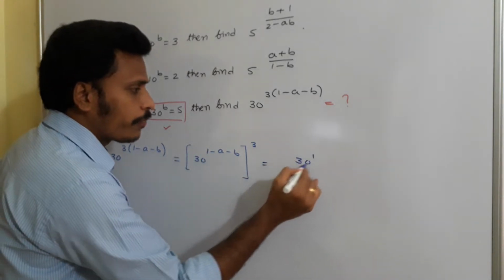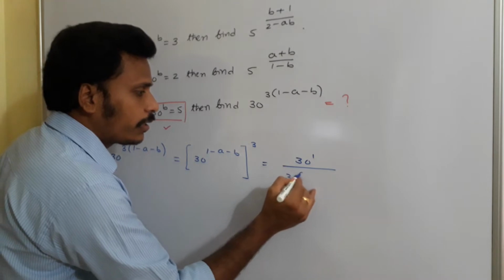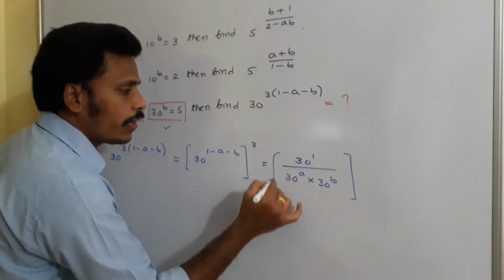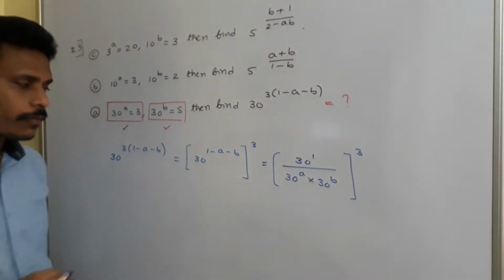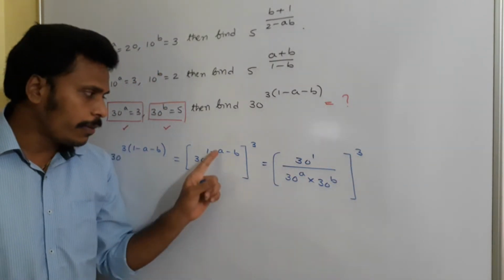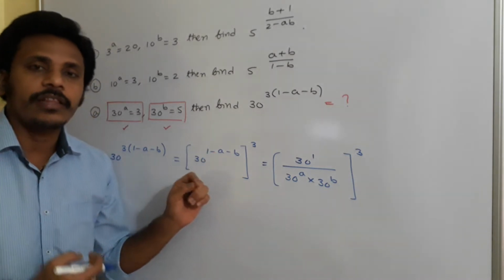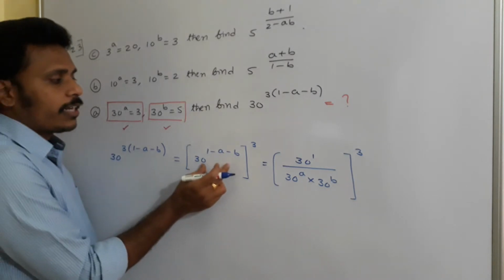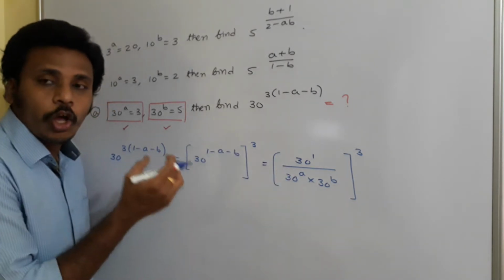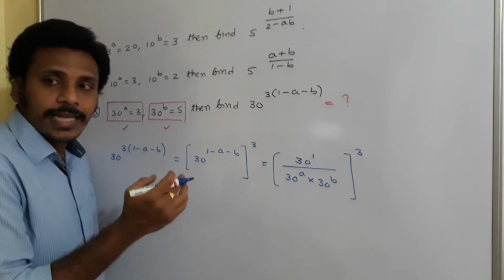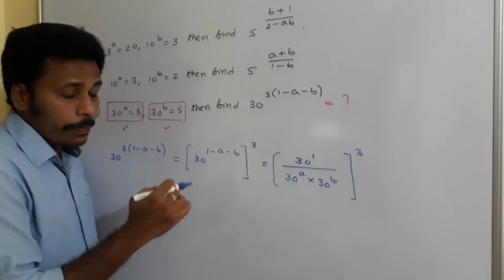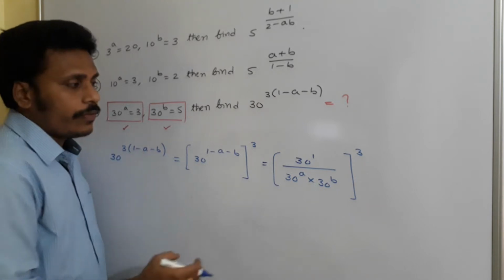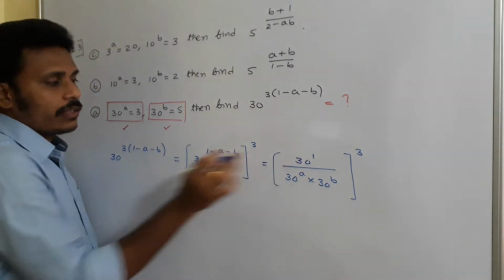This can be written as 30 power 1 divided by 30 power A into 30 power B, and the whole thing divided power 3. Observe this: minus A, so you get 30 power A in the denominator; minus B, so you get 30 power B in the denominator. It can be written like this, just by the laws of exponents. A power m plus n is A power m into A power n, whereas A power m minus n is A power m by A power n. With the help of those two, we can rewrite it like this.